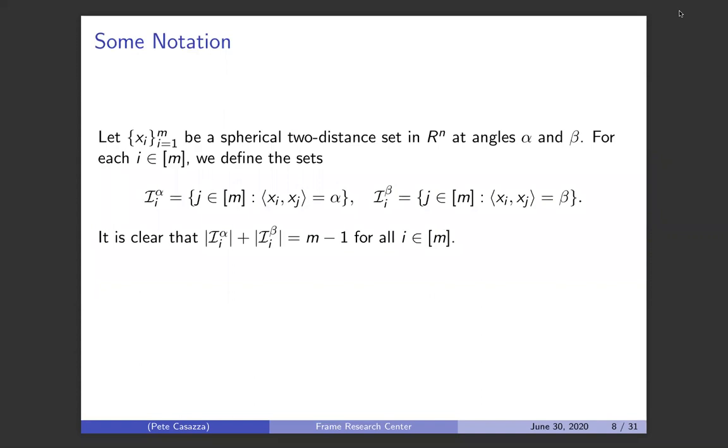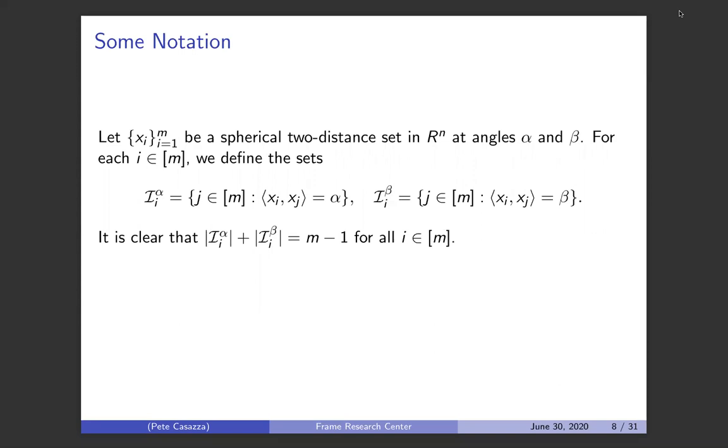If we have a spherical two-distance set in R^n, remember spherical just means the vectors are norm 1, at angles alpha and beta, for each i, we'll let I_i^alpha be all the j's for which ⟨x_i, x_j⟩ is alpha. I_i^beta will be the set of all j's for which ⟨x_i, x_j⟩ is beta. So it's clear that if you take |I_i^alpha| plus |I_i^beta|, you're going to have m minus 1. Because remember, these vectors are norm 1.